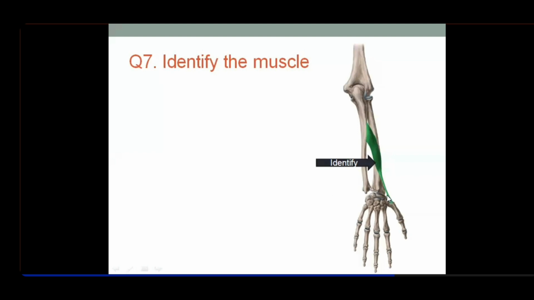Which styloid process is dipping more distal? You can see in the diagram that the radial styloid process is 1 centimeter distal to the ulnar styloid process, and that's why your hand is in a slightly ulnar flexed, slightly adducted position, which is the normal anatomical position of the hand, because the ulnar styloid process is 1 centimeter proximal. Anyway, so we're talking about this muscle in green color.